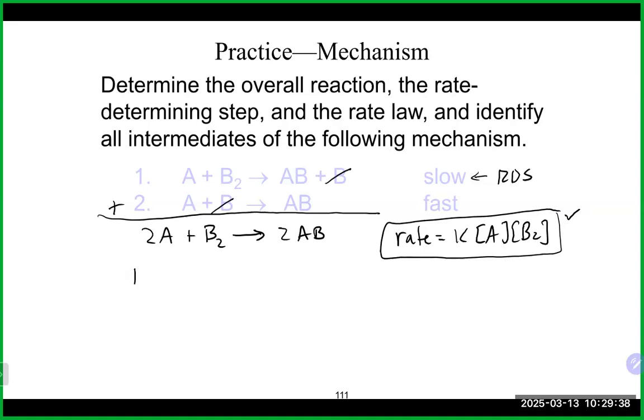Speaking of intermediates, the intermediate in this case is only B, right? That's the only thing that got canceled out. Remember that an intermediate is something that is formed early on in the mechanism, but gets completely used up by the time the reaction's over, and it is not found in the overall reaction. I think maybe on the first one we had one where we reduced down something, but it was still in the overall reaction. So again, that's not considered an intermediate. It cannot be in the overall reaction.